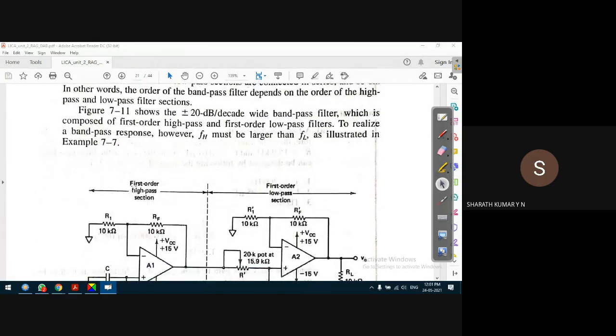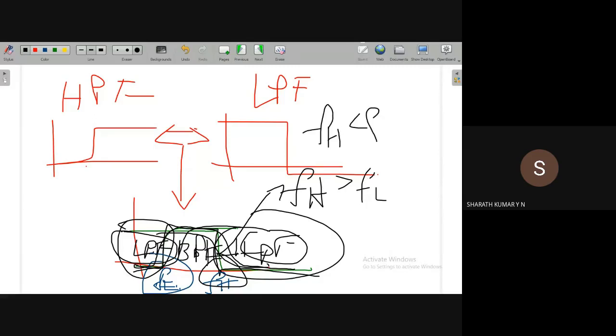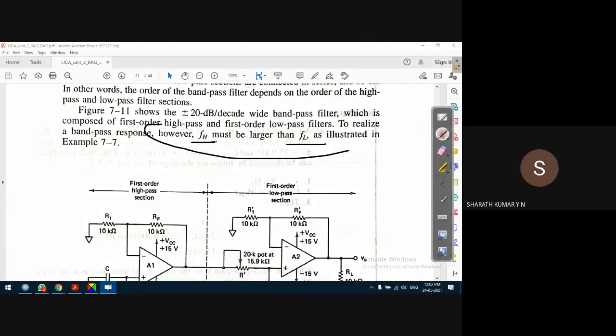In this figure, a 20 dB per decade band pass filter is shown. 20 dB means it is a first order filter. It consists of a first order high pass filter and a first order low pass filter. For the band pass filter, the upper cutoff frequency is FH and the lower cutoff frequency is FL. What is important in this design is that FH should be greater than FL. If FH is less than FL, then it is a band stop filter, which we will discuss next. So this condition is important.